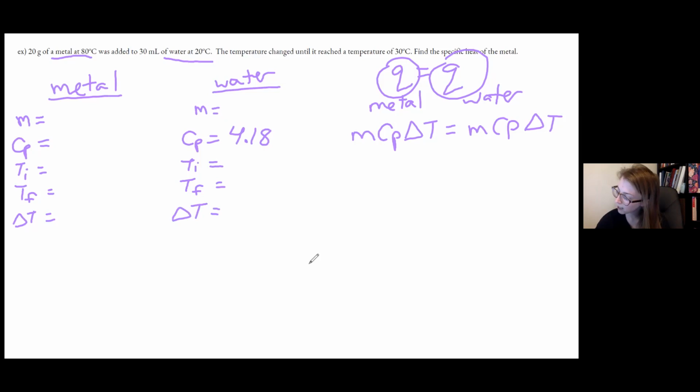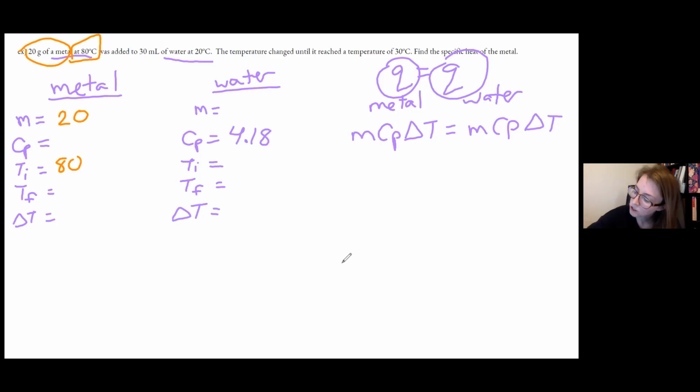Going through my question, 20 grams of the metal. So we have 20 grams of it. It was at 80 degrees. That means it's initially at 80. Before we combine it with the water, if it's at 80, that's its starting temperature.